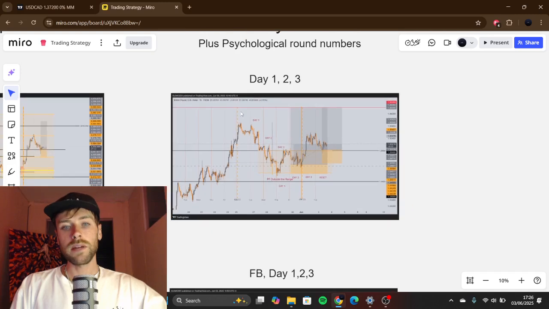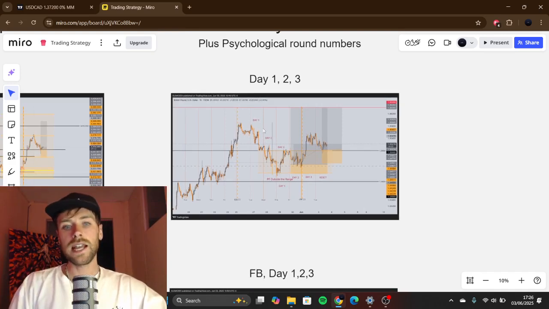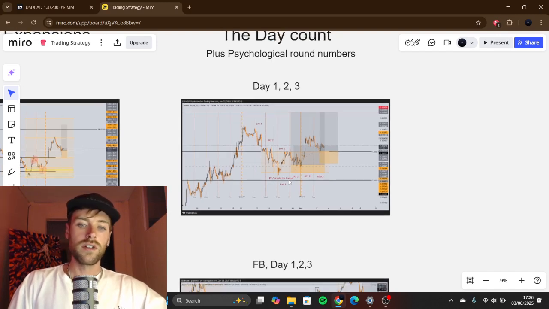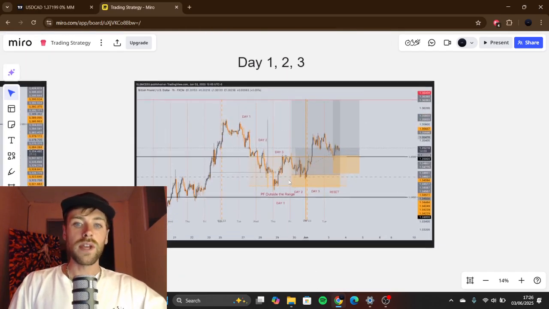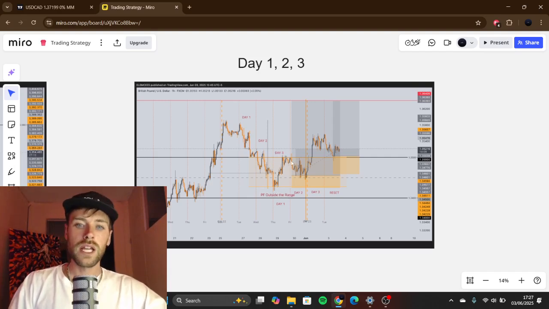And when I say day count, I mean 3 days of price going in the same direction. So price taking out the previous day's low 3 times. That will signify the end of that cycle. Price will then either do a reset and continue, or it will do a reversal. So if it goes day one short, day two short, day three short, we'll then get a new cycle up.